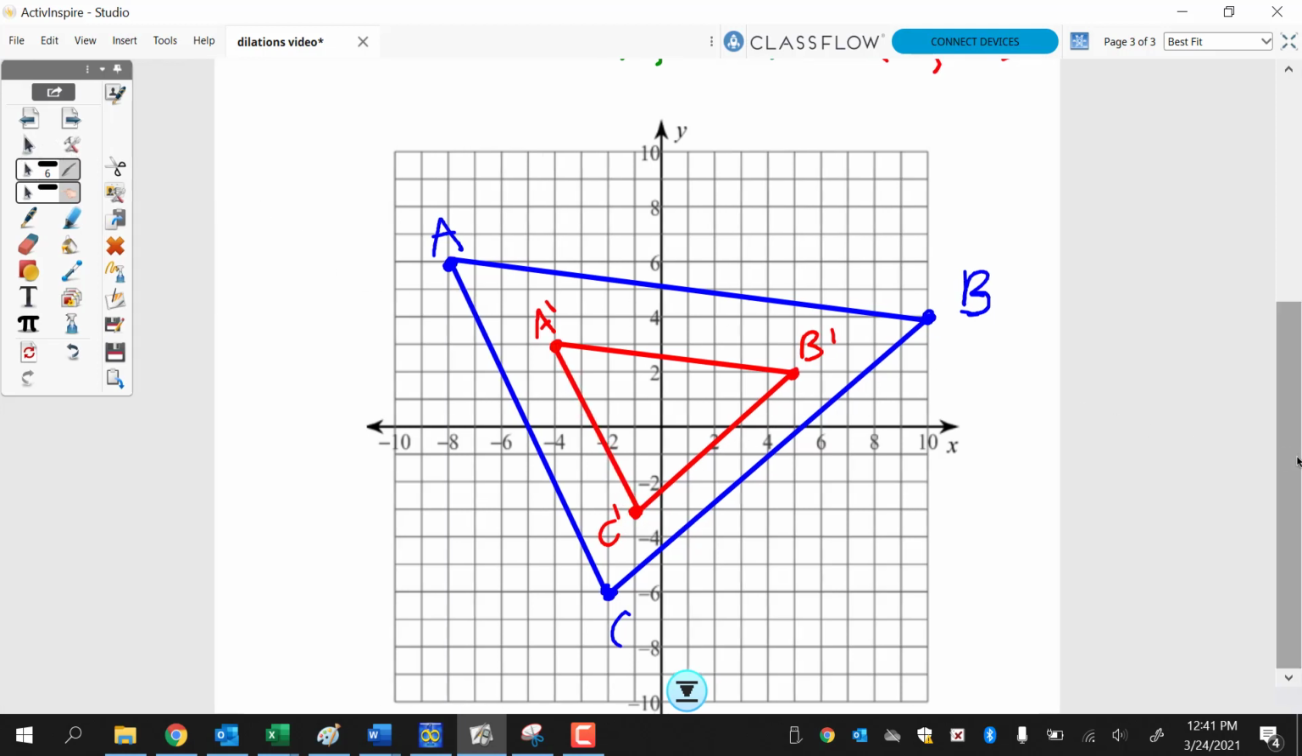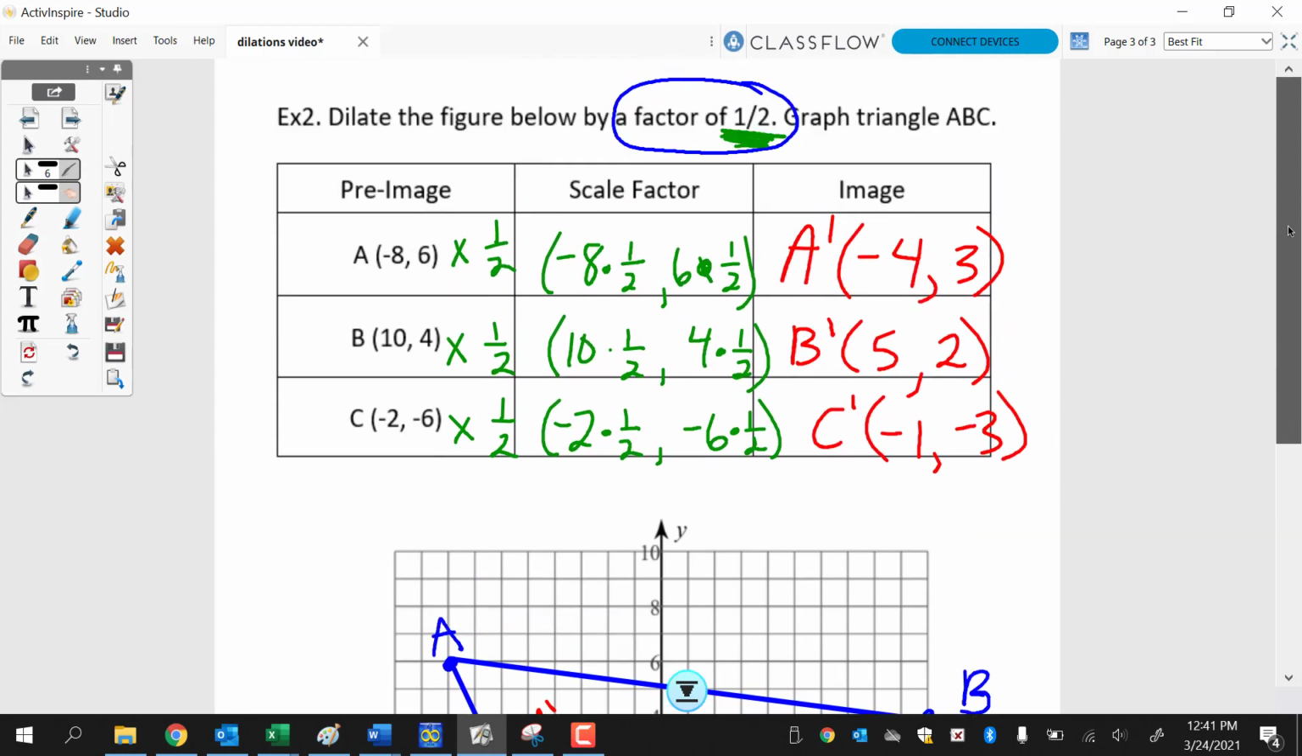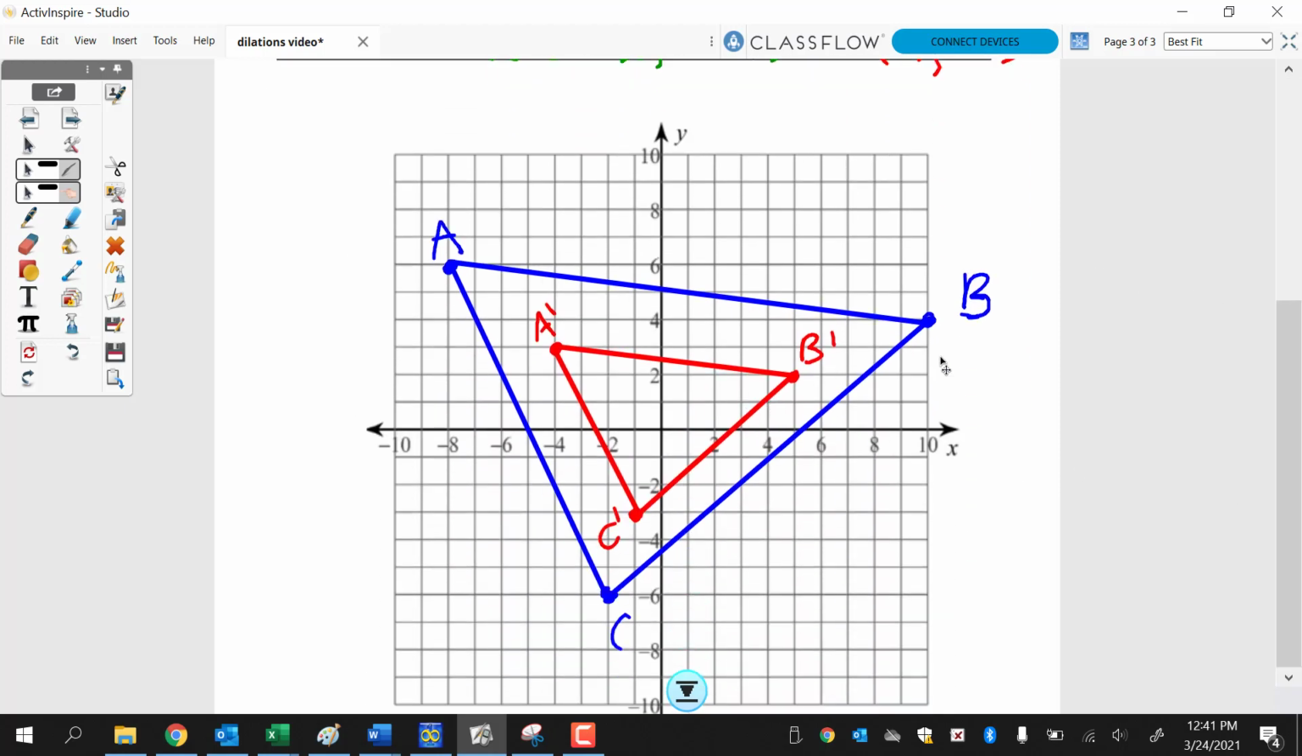Now we are noticing this time, since our factor was smaller than 1, we know that means our shape's going to get smaller. And it did. Our new shape was smaller than the original shape. If you multiply and you got a bigger shape and it was a fraction, then you know you multiplied wrong. So that's an easy way to check yourself.